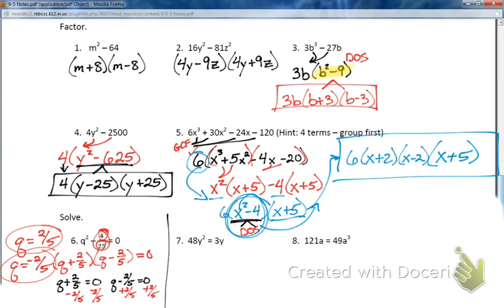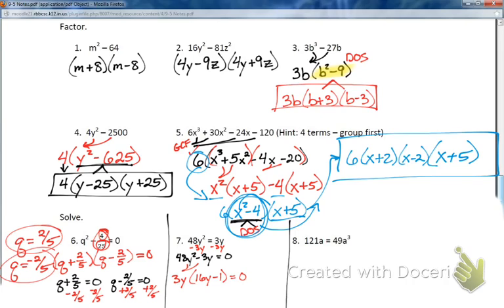Alright, last 2 problems. Number 7 is kind of a review problem. First of all, we recognize we need to subtract 3y on both sides. So I have 48y squared minus 3y equals 0. I'm going to first check for a GCF, which in this case there is one. So I'm going to take out 3y, leaving me with 16y minus 1 equals 0.